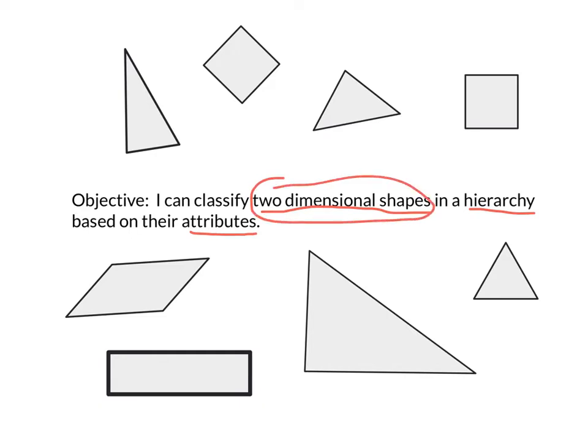Two-dimensional shapes are shapes that have two dimensions. They have length and width. So the space inside of them is called area. They are made out of sides, and they have vertices. They also have angles.